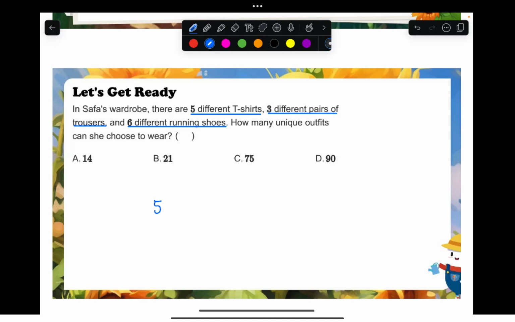There are 5 choices for t-shirts. No matter which one you pick, there will be 3 choices of trousers. And then no matter which combination of t-shirts and trousers you pick, there will always be 6 choices for running shoes. So that's why it is 5 times 3 times 6. That's 15 times 6, which is 90. So the answer is 90. There are 90 such outfits.